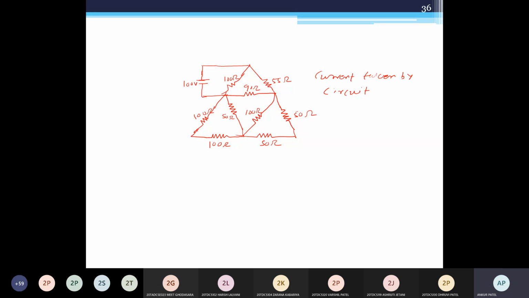So what we will do first? Anyone having idea what we will do first? Sir, these 50 and 50 will be connected as this. Okay, these are in series connection. This is also in series connection. These both resistors.